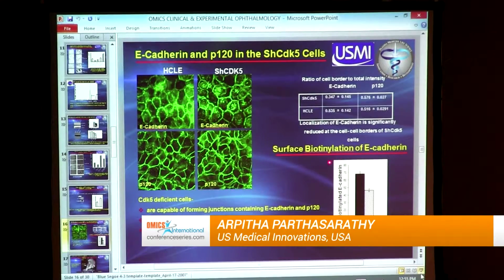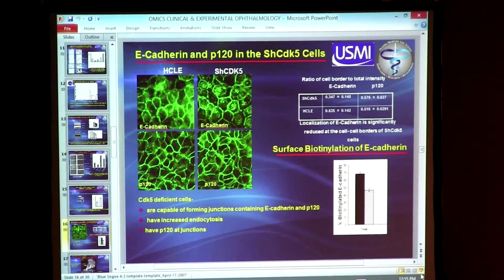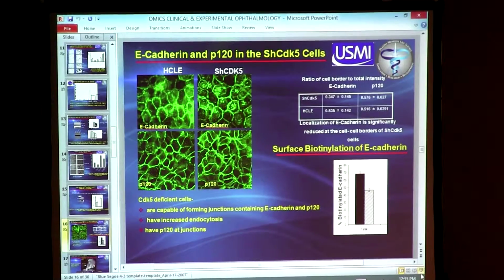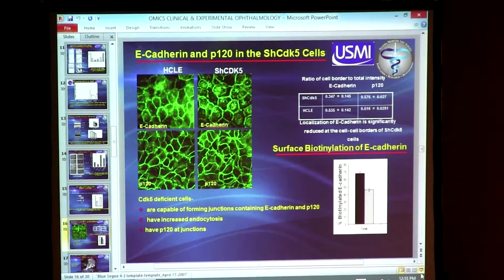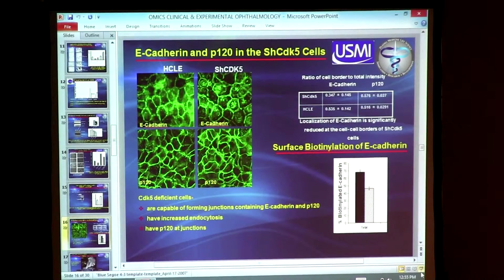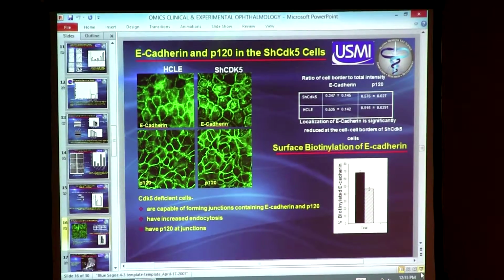We also confirmed this by surface biotinylation, and we showed that since there is internalization and degradation at the surface in the Sh CDK5 cells or in the olomoucine-treated cells, the E-cadherin expression goes down by surface biotinylation.